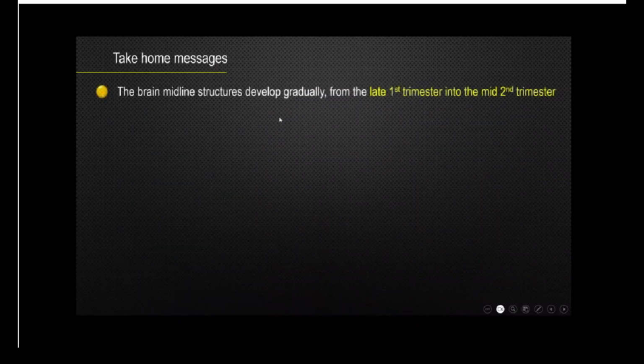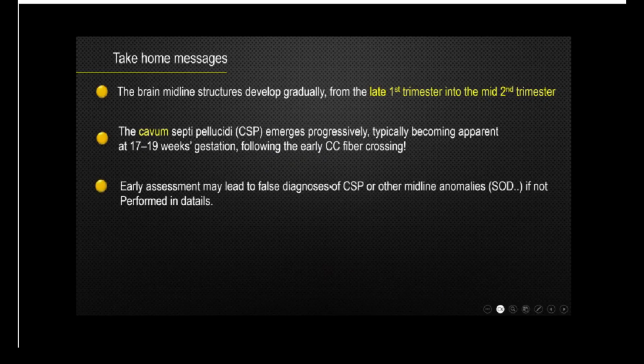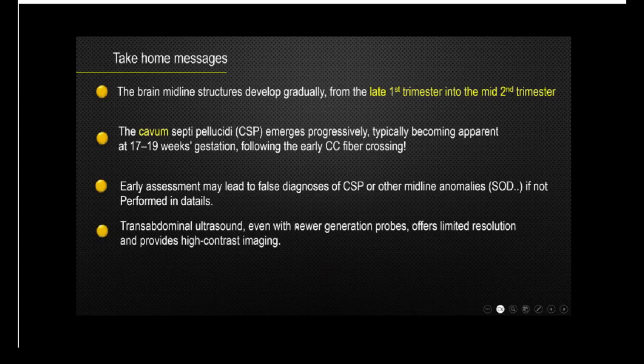So my take-home messages, and I'm sorry for taking longer: the brain midline structure developed gradually from late first trimester into the mid-second trimester. The cavum septi pellucidi emerges progressively and typically becomes apparent between 17 to 19 weeks of gestation, following after the early corpus callosal fibers have crossed. Early assessment may lead you to false diagnosis of cavum septi pellucidi or other midline anomalies, like the example I showed you for the SOD, if you're not performing a detailed examination. Transabdominal ultrasound, even with the new generation probes, offers limited resolution, and especially it provides high contrast imaging.